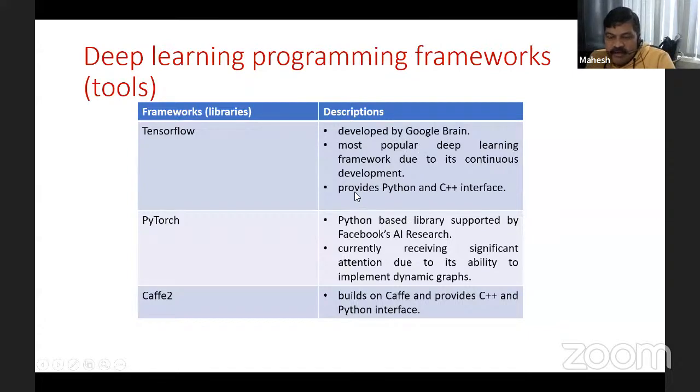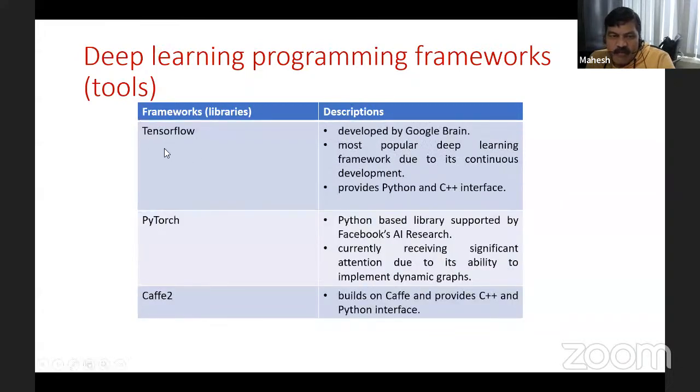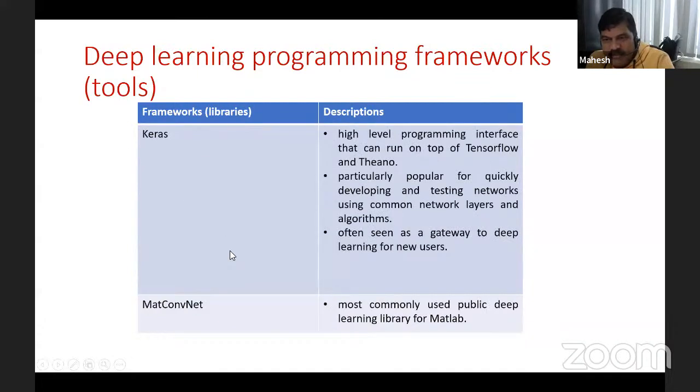So you should know Python or C++. Okay, this has a good interface with Python or C++. Another library is PyTorch. So Facebook has proposed this library. Okay, and then Caffe2 and Keras libraries. Okay, so actually in our lab also students are using TensorFlow, PyTorch, Keras. These three libraries are very popular.